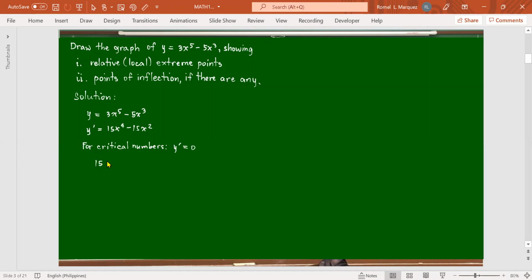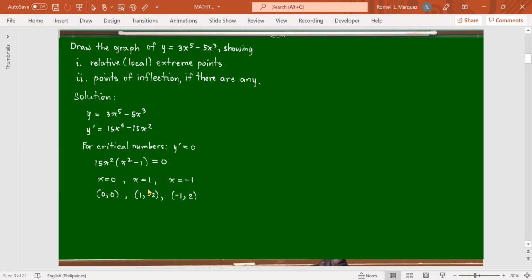So 15, factor it out together with x squared. So we have x squared minus 1 equal to 0. Okay, guys? So equating its factor to 0, we have the following critical numbers. If x is 0, the value of y is 0, no? So we have this point. If x is 1, 3 minus 5 is negative 2. If x is negative 1, negative 3 plus 5, positive 2.